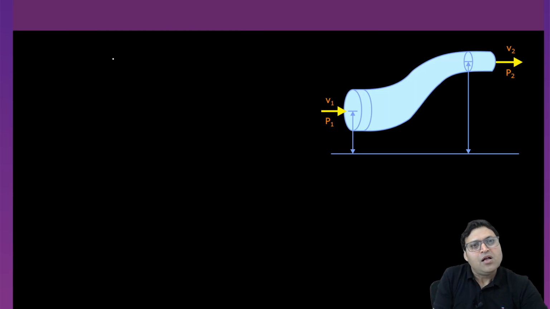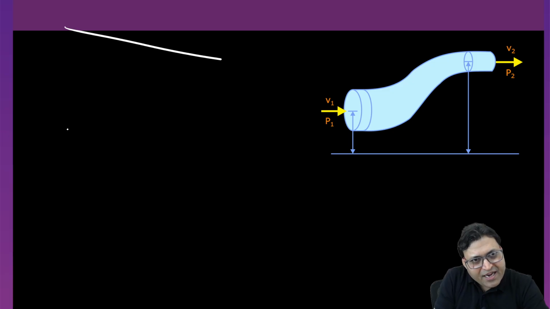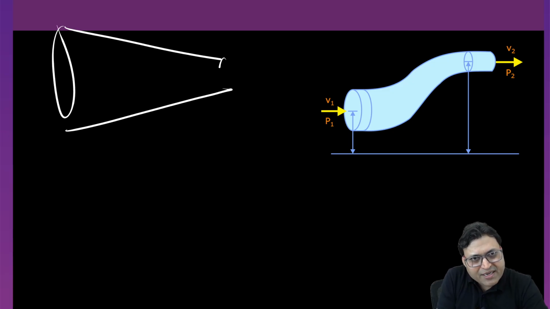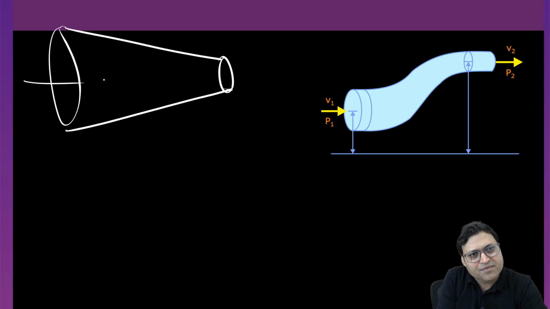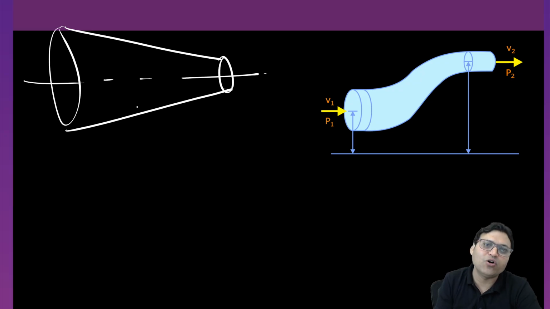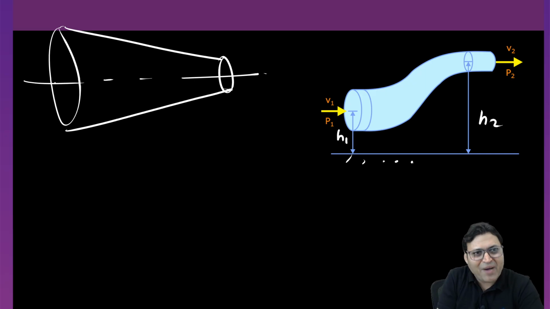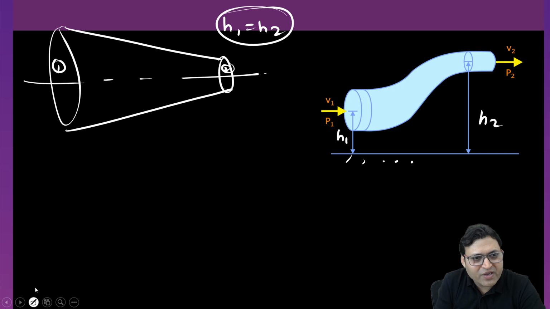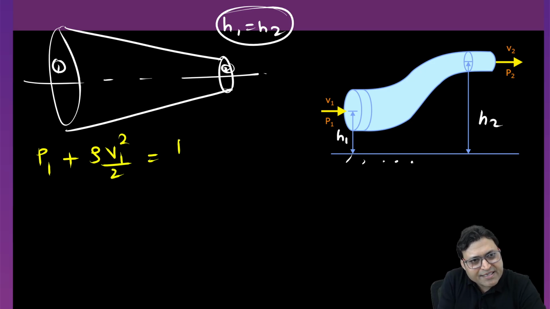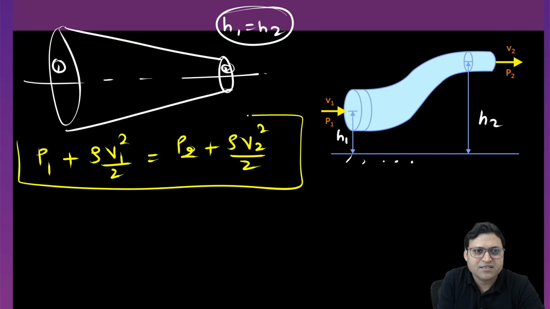So if we take a horizontal pipe, let us say h1 and h2 are the heights of point 1 and point 2 from any horizontal line. If the pipe is horizontal, let us say this is 1, this is 2, so we can say h1 will be equal to h2 in that case. So our equation can be modified as p1 plus rho v1 square by 2 is equal to p2 plus rho v2 square by 2. Isn't it?